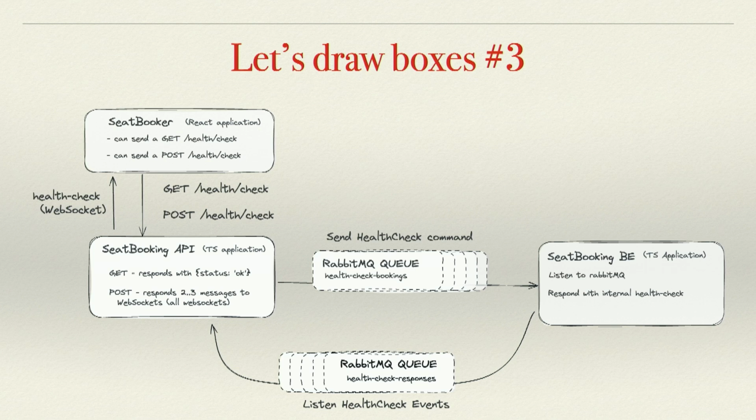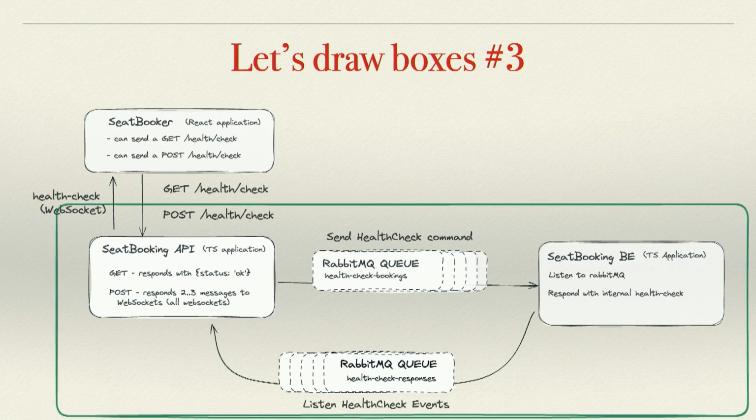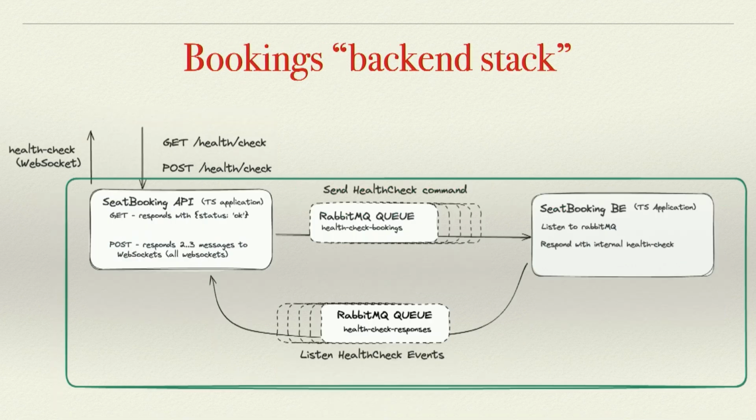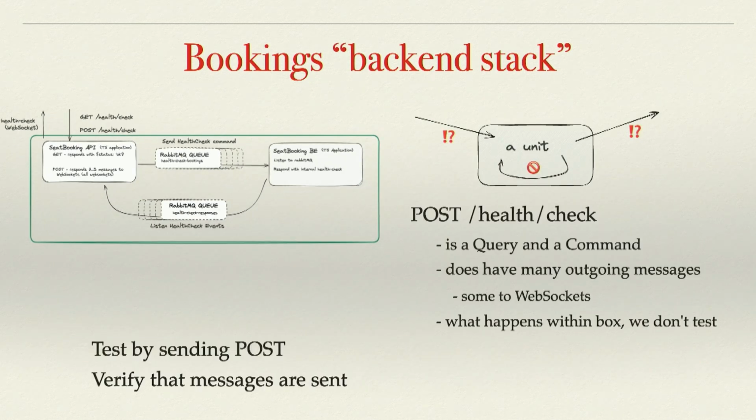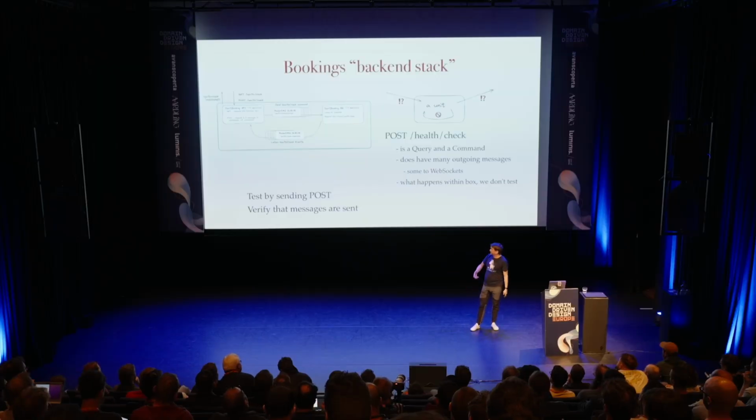We don't get through the things, but we can also draw a box through the whole backend part. Think of that as a whole. And this is just to show you that there are ways for us to think about imagining a box around a unit, and the unit can be anything in there. So this looks like the whole backend stack in there. And we ask the same questions in here. We test by sending a POST, verifying that the message is sent back through the WebSockets.